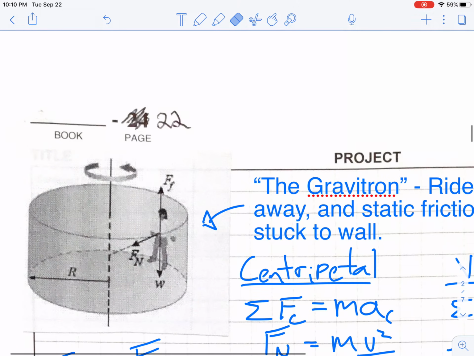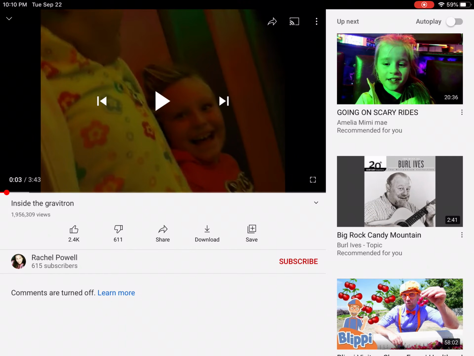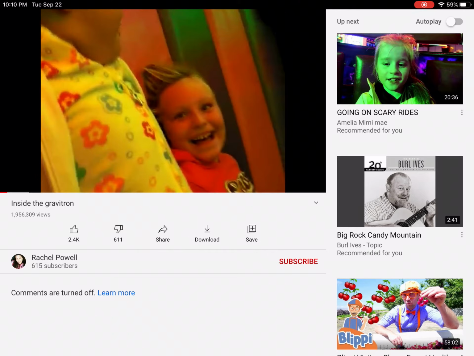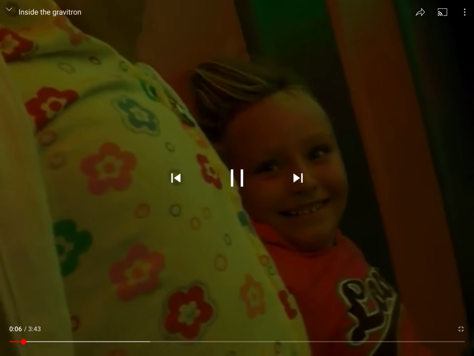I couldn't find any video of them, but I did find some video of the Gravitron, which I will show you. So here is a clip of the Gravitron, and you can see a little bit.